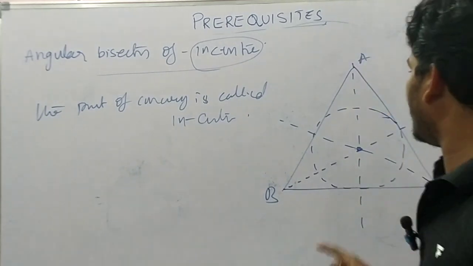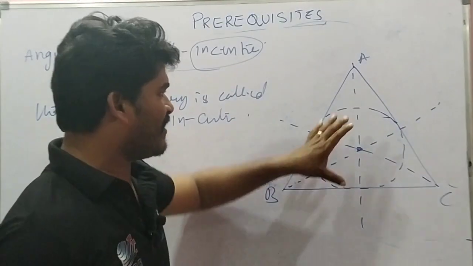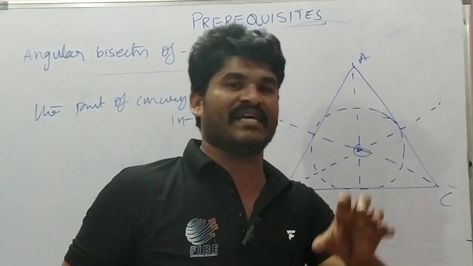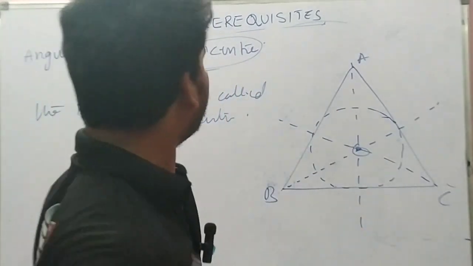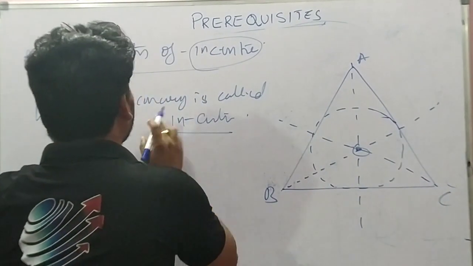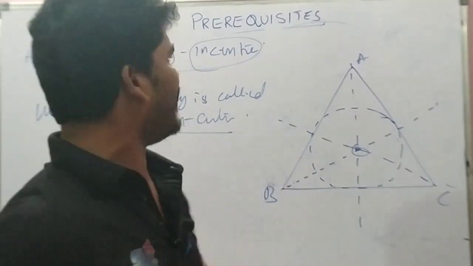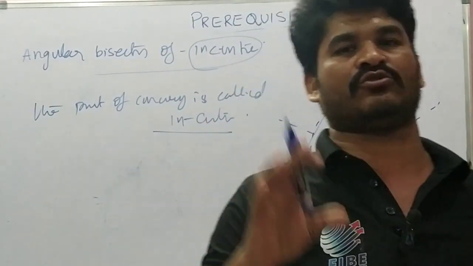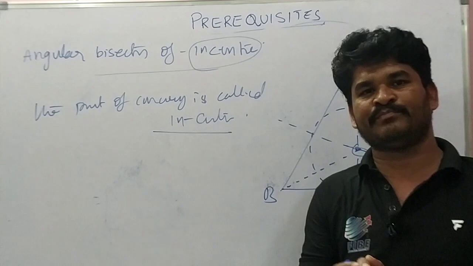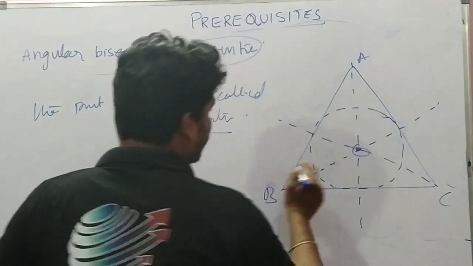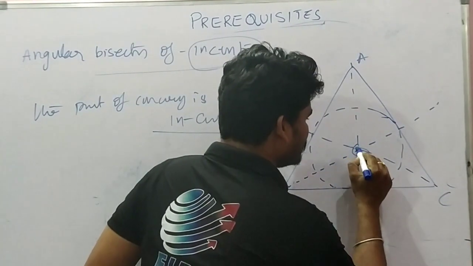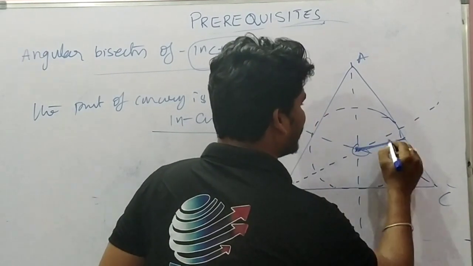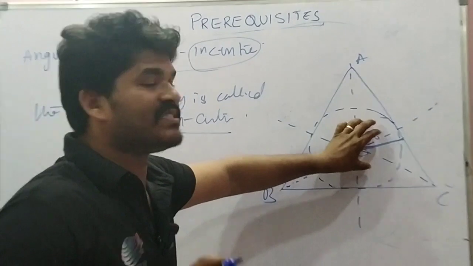In the same way, whenever we draw the angle bisector lines from the vertices to the opposite sides, the meeting point is called the incenter. The incenter of the triangle is the point of concurrency, where A, B, C are the vertices and lines are drawn to the opposite sides. Observe this distance. What is this? This one is the radius of the circle.